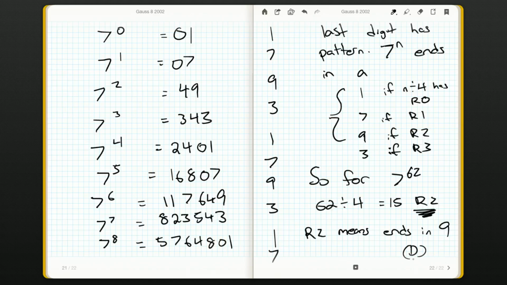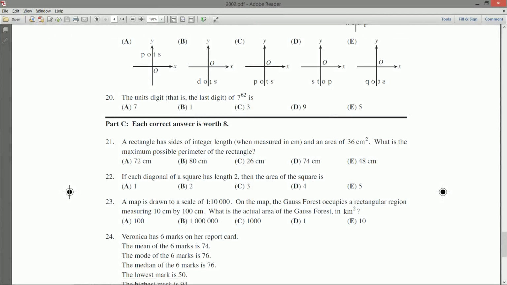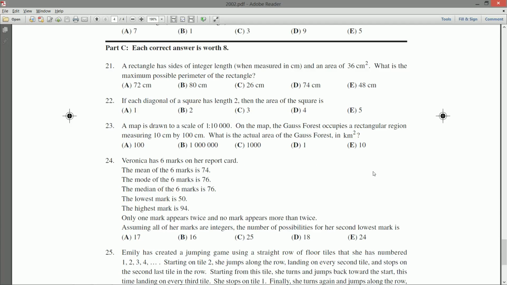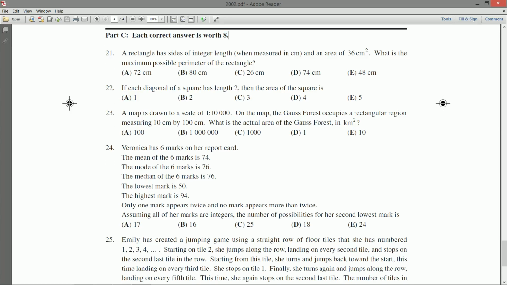Okay. And that does it for question number 20, and that finishes off part B. We only have part C to go, where each correct answer is worth 8 marks. These are the really challenging questions. And we'll take a look at question number 21 on the 2002 Grade 8 Gauss in the next video.